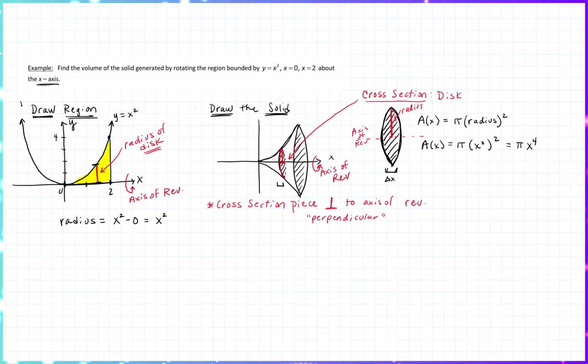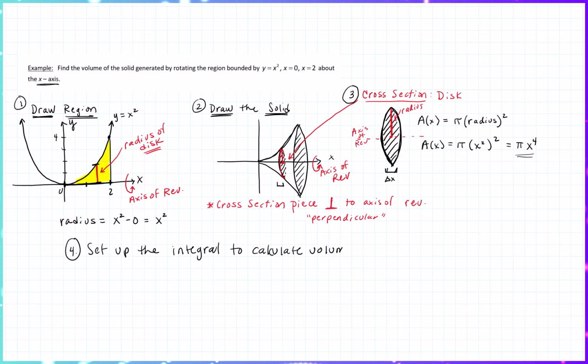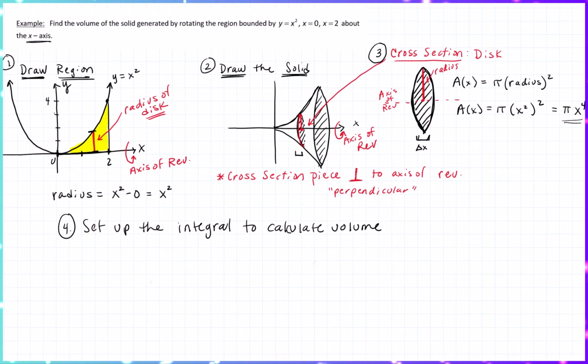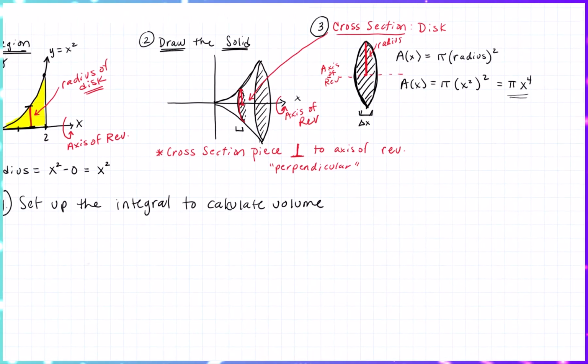Okay? So we draw the region. Let's label where we're at so far. We draw the region, we draw the solid, and we determine what a cross-section looks like. After we've determined what the cross-section looks like, we calculate or set up its area. We calculate a formula for its area, the area of a generic cross-section. And then the 4th step here is going to be to set up the integral to calculate volume. I zoomed way out so I could get it all on the page here, but I'm going to have to zoom in a little bit. I'm going to keep the area formula there.